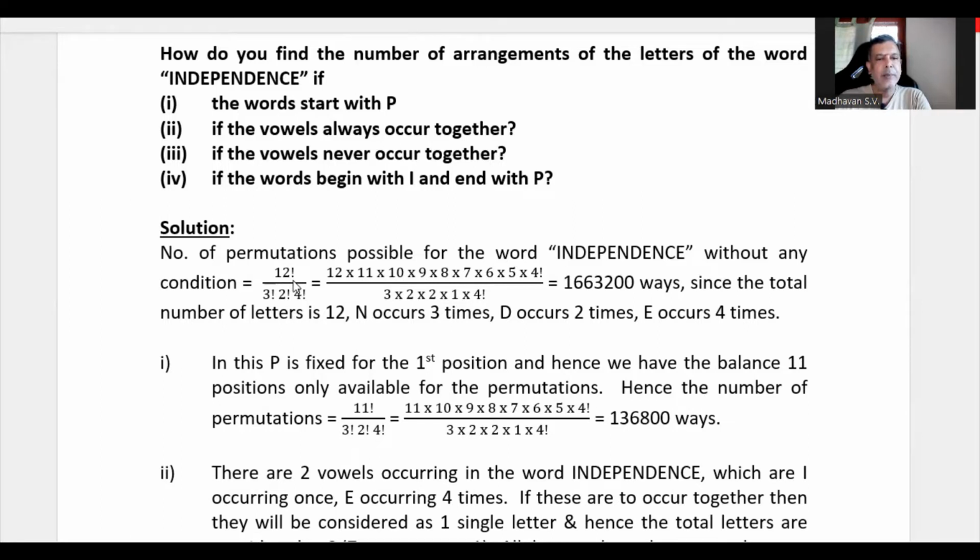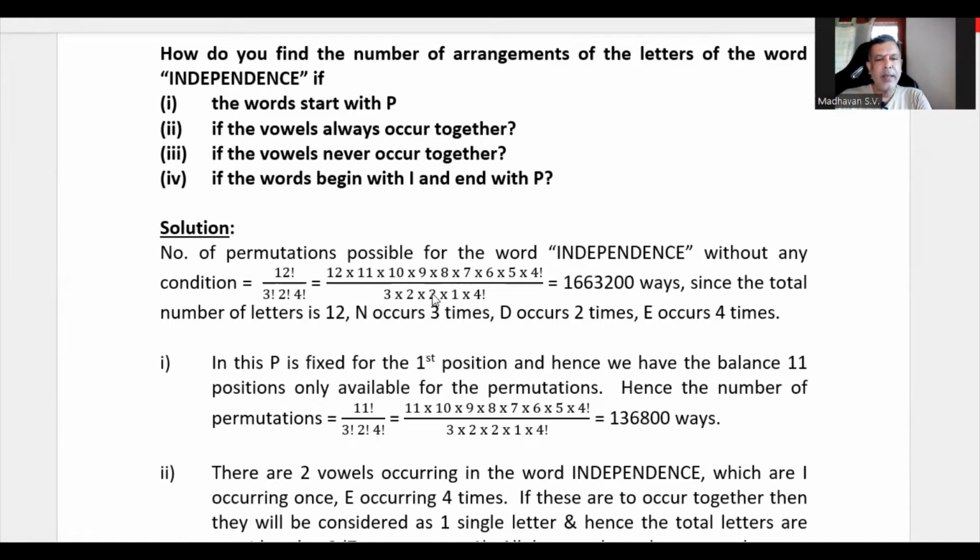And then we may notice this capital N occurring 3 times, D occurs 2 times, E occurs 4 times. So the number of permutations will become 12 factorial divided by 3 factorial into 2 factorial into 4 factorial in the denominator. If we expand and find the value, you get 16,63,200 ways. Since the total number of letters is 12, N occurs 3 times, D occurs 2 times, and E occurs 4 times.